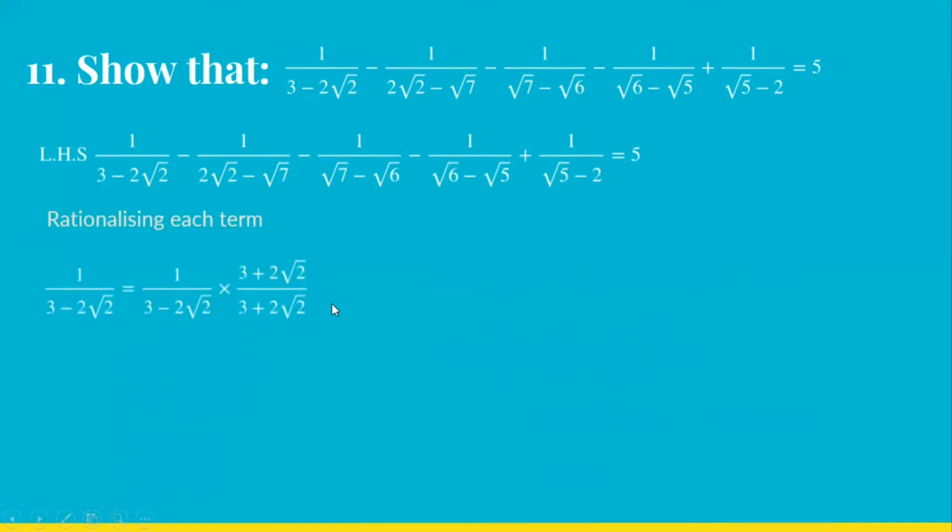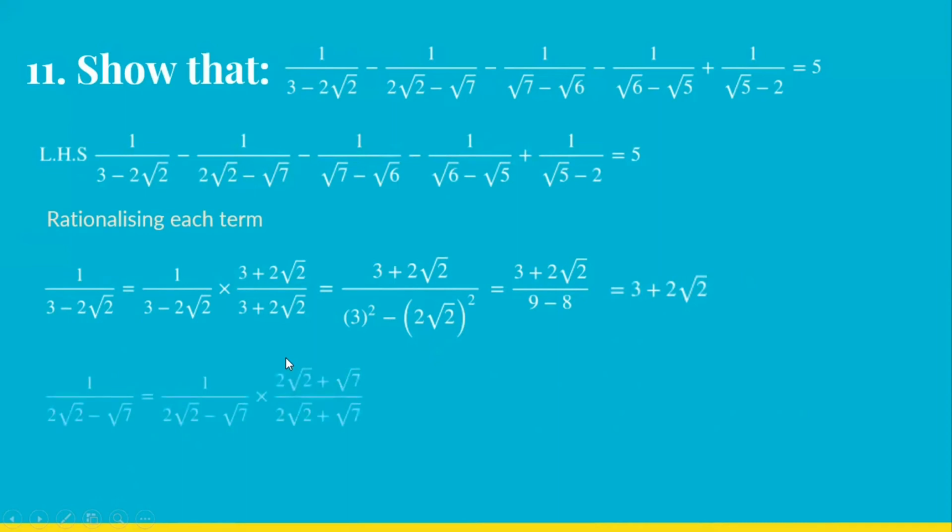On rationalizing this, using again the same question we have solved several times, we get 3 squared is 9, 9 minus 8 is 1, so we get 3 plus 2 root 2, right? Second, let us start rationalizing 1 upon 2 root 2 minus root 7.